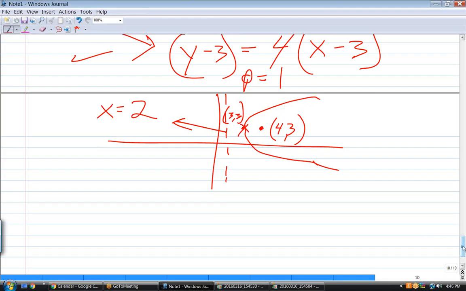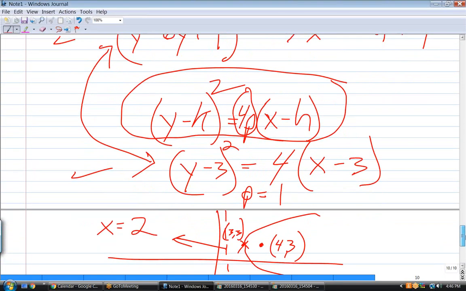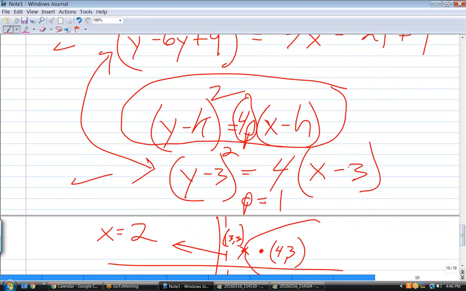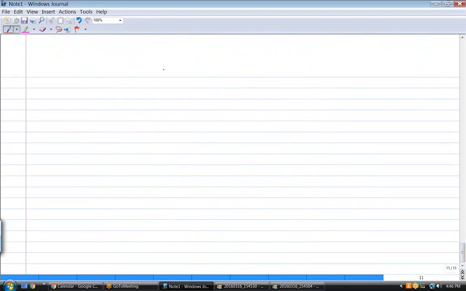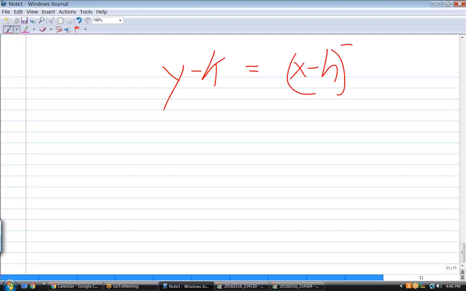So the whole key is to put it into either, confused you a little bit, let me write the raw formats. Remember, we have either y equals x squared, which becomes y minus k equals x minus h quantity squared. Where's the 4p go? It goes in front of the y minus k. So that's the standard for a vertical parabola.